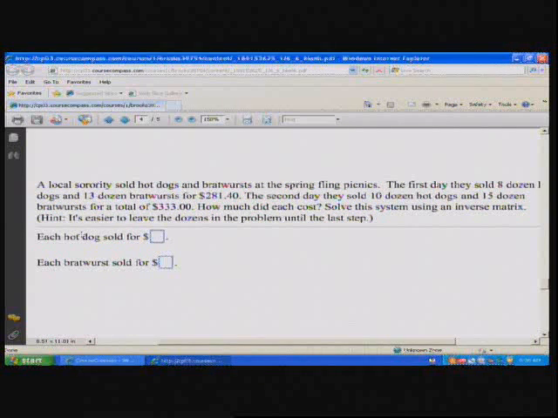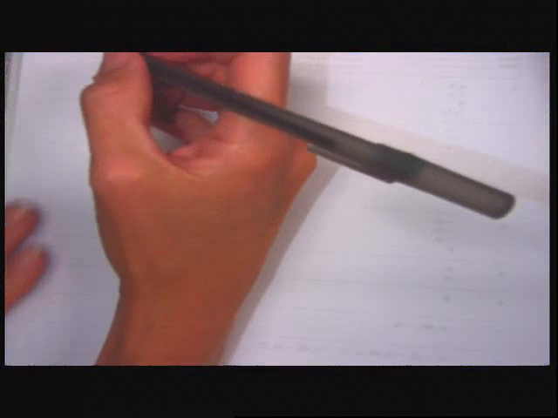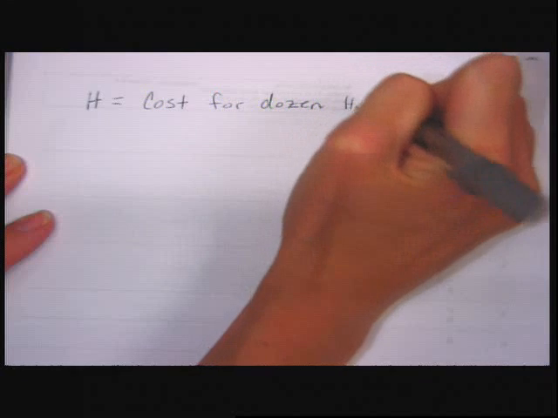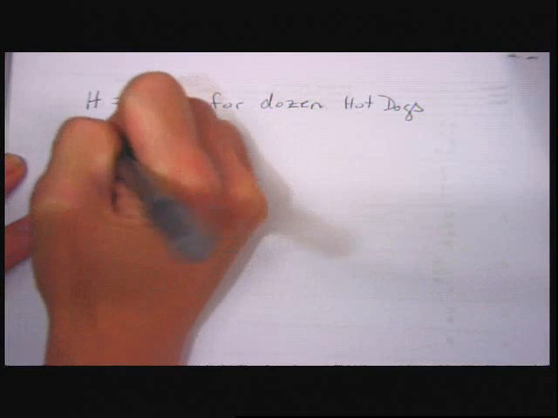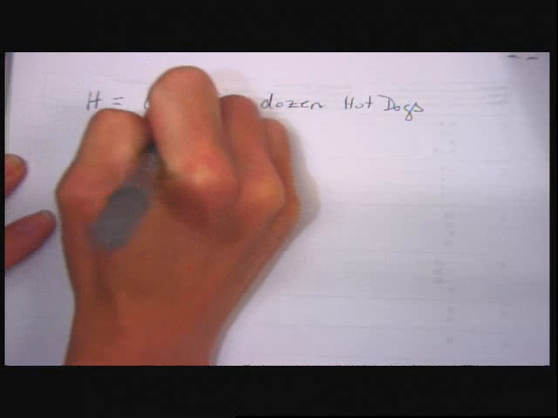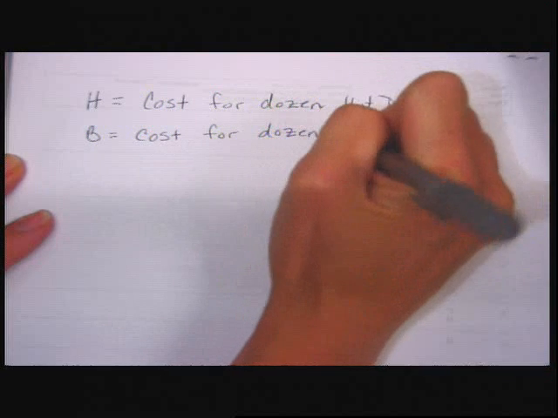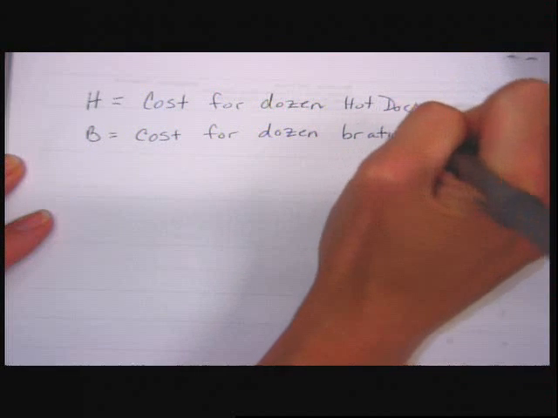Okay. All right, so we'll leave the dozens in the problem. If you had to do it by hand, with the calculator it doesn't really matter, but we would have more zeros. So let me go to the document camera and see if I can write this out. I'm going to let H equal the cost for a dozen hot dogs. And I'm going to let B equal the cost for a dozen bratwursts. Okay?